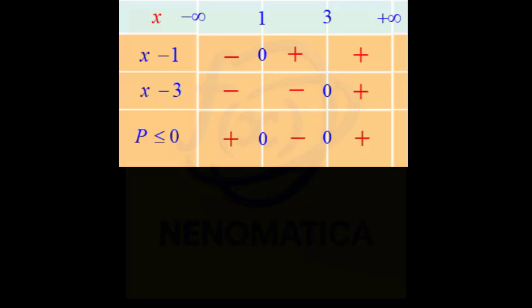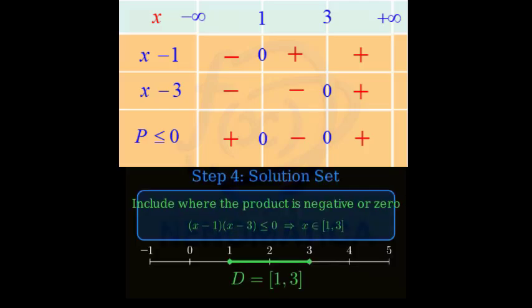Step 4. Because we want less than or equal to 0, we include the interval where the product is negative and also the zeros at 1 and 3. So the solution set is the closed interval from 1 to 3.